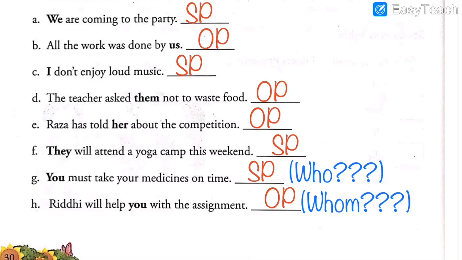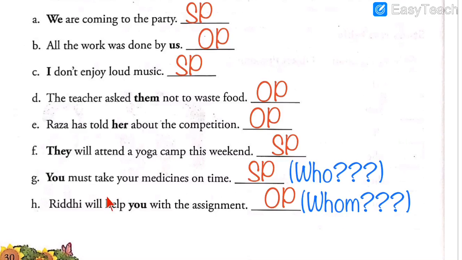So these are the two keywords that you should also write in your notebook. What will you write? You will write over here "who," and here you will write "whom." You must take your medicines on time. So who should take the medicine on time? You ask the question who. Who should take the medicine on time? You should take, or you must take medicine on time. Here you have to ask the question whom.